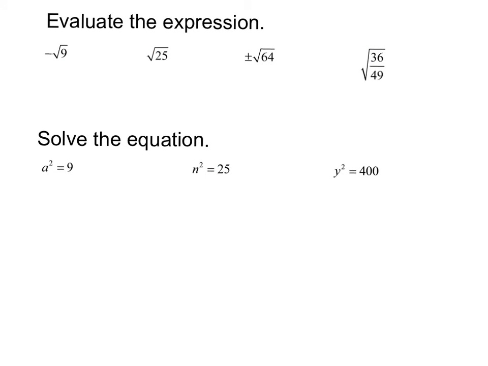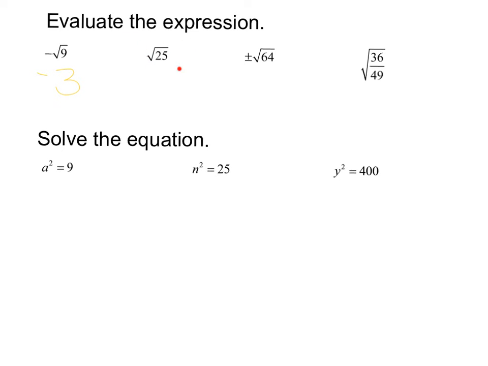Now, how do we know which square root they want? Well, we know which square root they want by whatever sign they put in front of the radical. If they put a minus sign, a negative sign in front of the radical, that means they want the negative square root. So the negative square root of 9 would be -3.